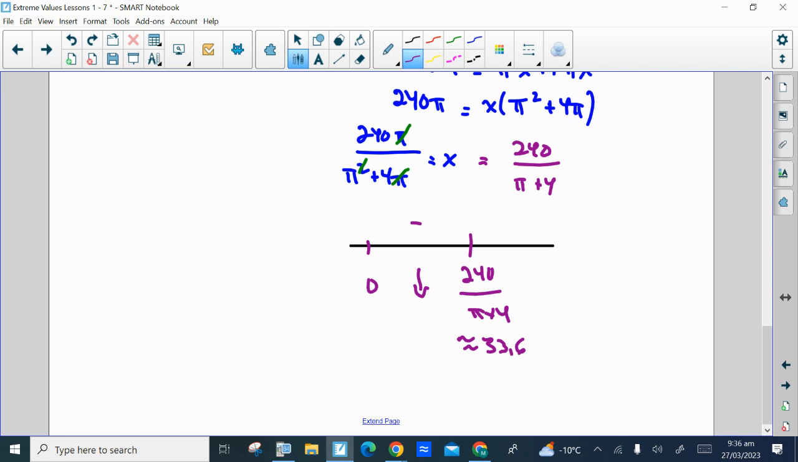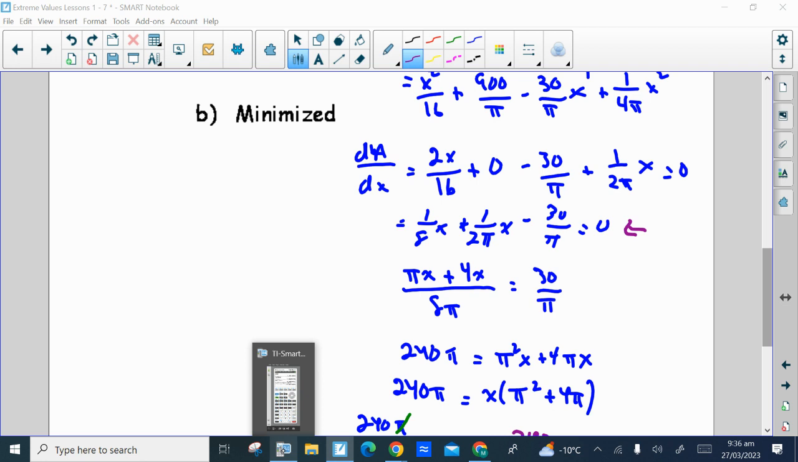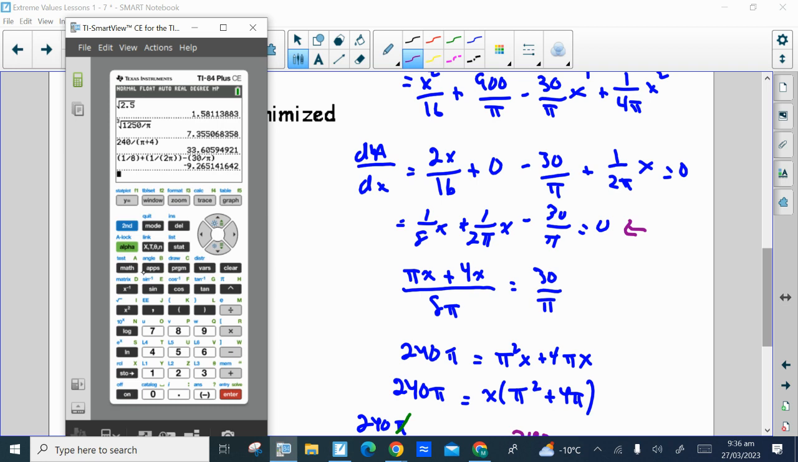After 240 over pi plus 4, a number greater than 33.6, we could use 34 there. So it'll be 34 over 8 for the first term, plus 34 over 2 pi. And again, I need to put the 2 pi in brackets.